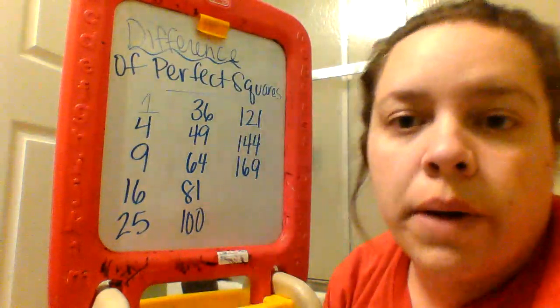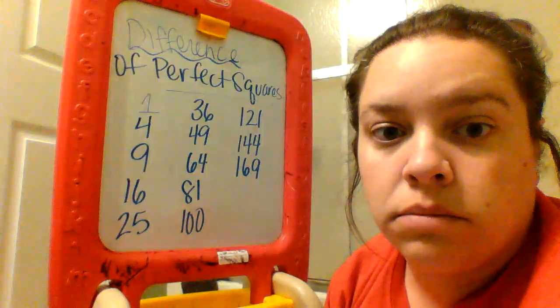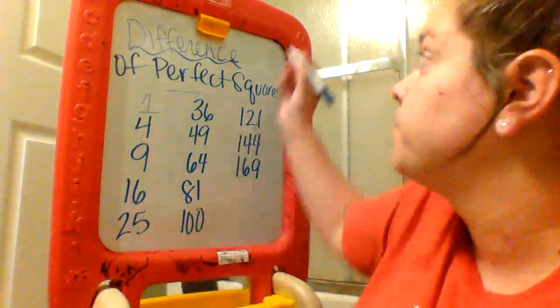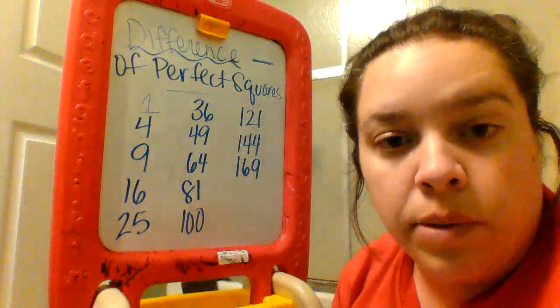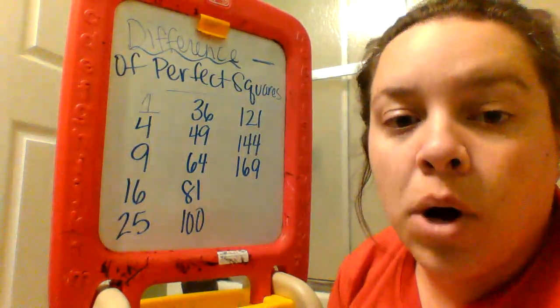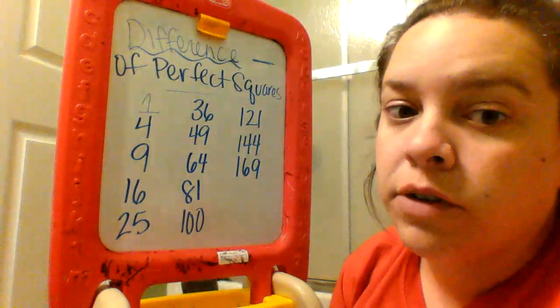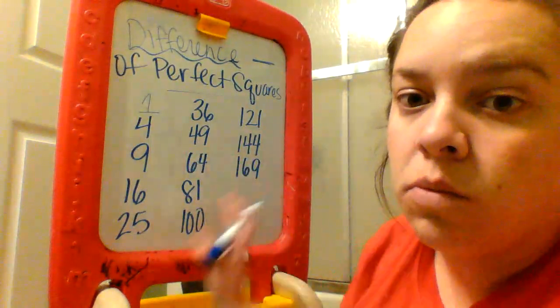Difference. When we're talking about the word difference in math, what are we talking about? We're talking about subtraction. So when I'm looking at the difference of perfect squares, it will be a problem that is subtraction, and both of the terms will be perfect squares. So one of these numbers.